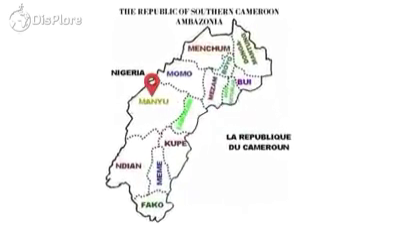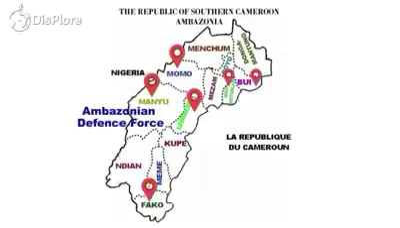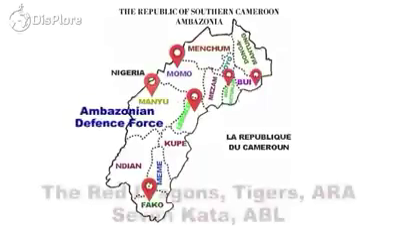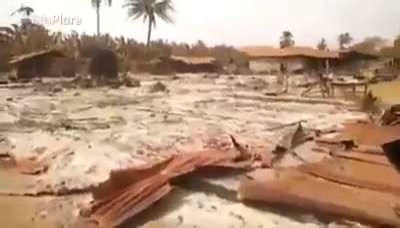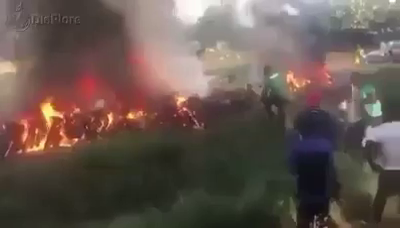The conflict started in Manyu Division, where the Ambazonia Defense Force operated. From there, the conflict spread to other parts like Lebialem, Fako, Momo, Bui, Ngoketunjia. Several different armed factions have emerged, such as the Red Dragons, Tigers, ARA, Seven Karta, ABL, amongst others. Several villages and towns have been burned down, such as Kwakwa, Kembong, Tadu, Inso, and Muyenge.